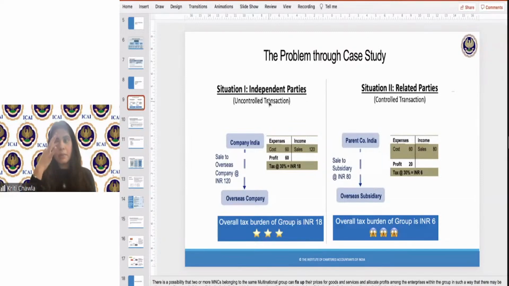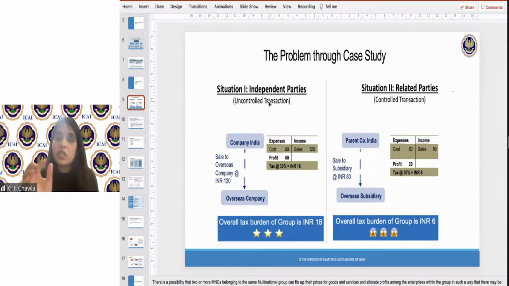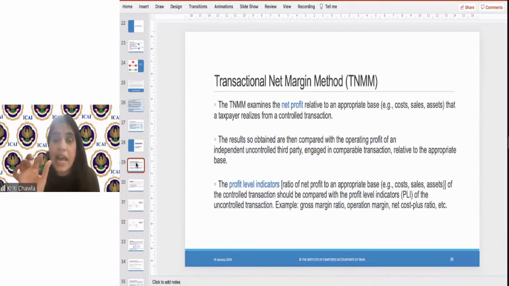So in TNMM, what we do is we try to calculate the net profit margin, one, in my related party situation, and then second, in my third party situation. And then I try to compare these two. Whatever is the difference will be added back. That basically is the transactional net margin method. There are two methods that are practically very commonly used. The first one is the CUP method, and the second one is the TNMM method.